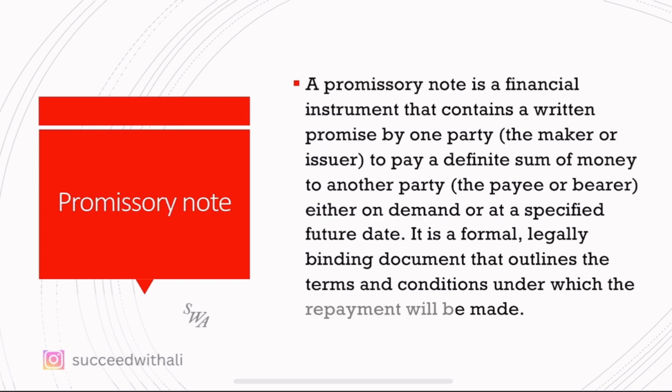What is a promissory note? A promissory note is a financial instrument that contains a written promise by one party, the maker or the issuer, to pay a definite sum of money to another party, the payee or bearer, either on demand or at a specified future date. It is a formal, legally binding document that outlines the terms and conditions under which the repayment will be made.